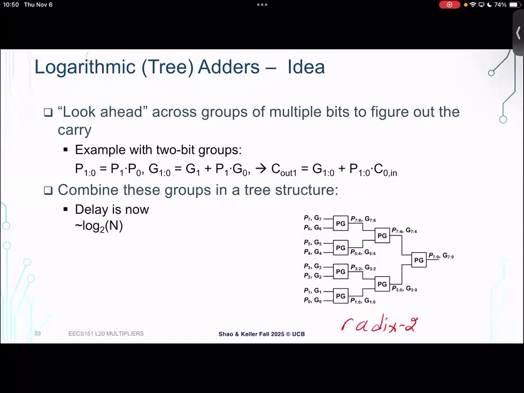So in this radix 2 example, it has 8 inputs, but only log base 2 of 8, which is 3 stages.